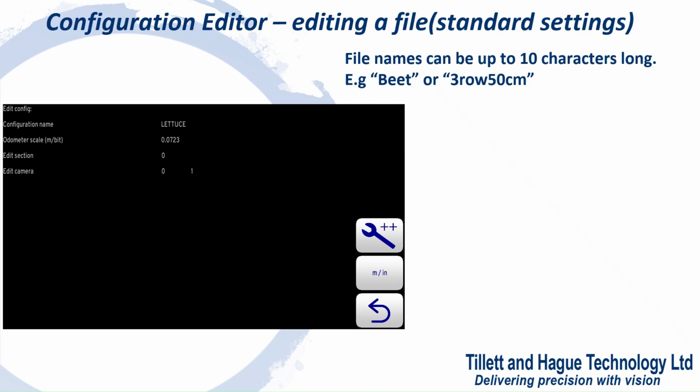Having opted to edit a file at the first level, you have the option to edit the name. If you have just created a new file, then you will need to change it from New1 to something that will be more meaningful to the end user. The file name can be up to 8 characters long, and that might be descriptive, such as lettuce, or it can be numeric, such as 3 rows, 50 centimeters, indicating that the configuration is to follow 3 rows of a crop grown with 50 centimeter row spacing.